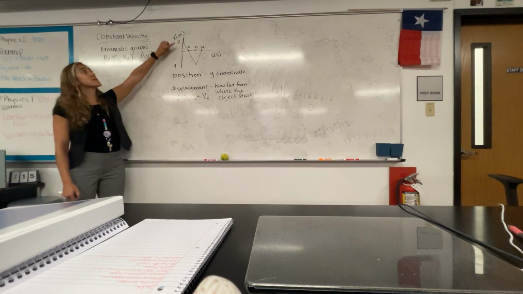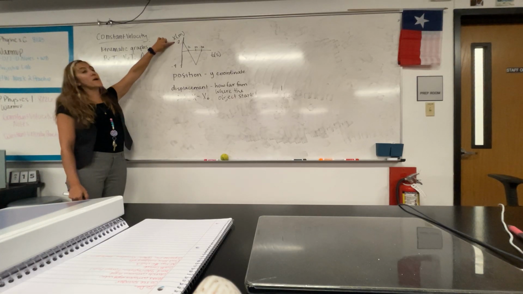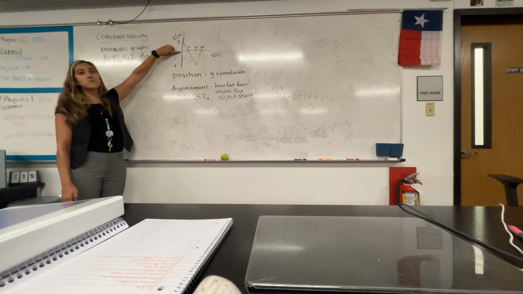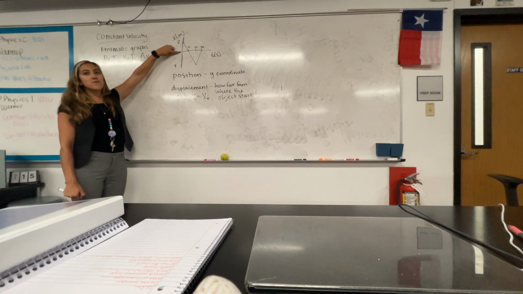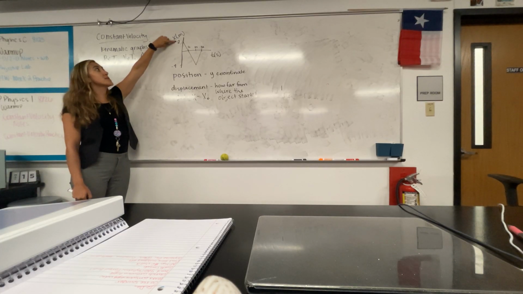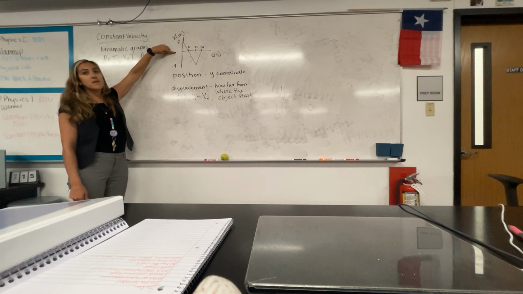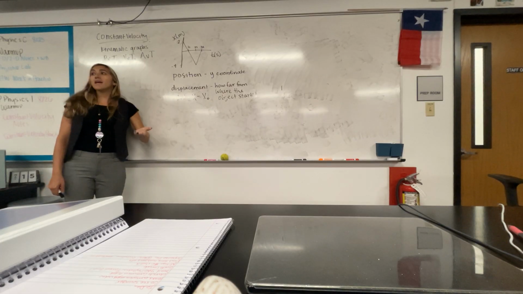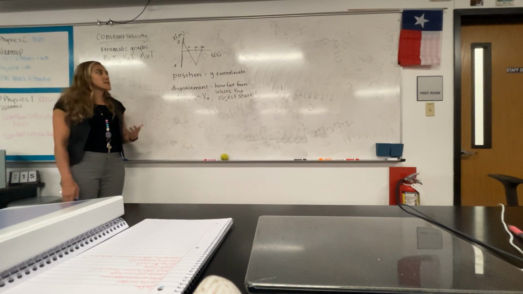I started at +2 meters. So how far away am I from where I started? I'm now at 0. 2, right? Did I go in a positive direction? Did I go positive or did I go negative to get there? Negative. So my displacement would be -2. I want everybody to see that, okay?